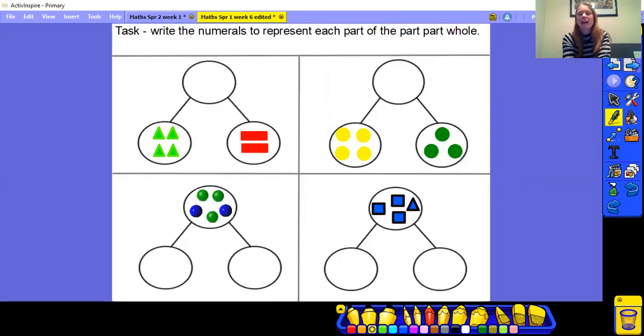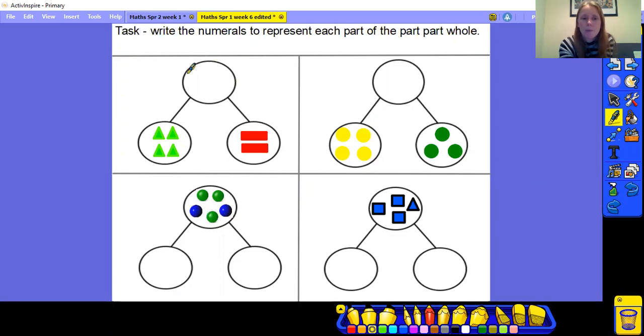Okay, here's your task for today. What I'd like you to do is have a look at these part whole models. Some of them you only have the parts, and some of them you only have the whole. I'd like you to complete the part whole model by writing a numeral in the empty spaces. So let's look at these together before you go.